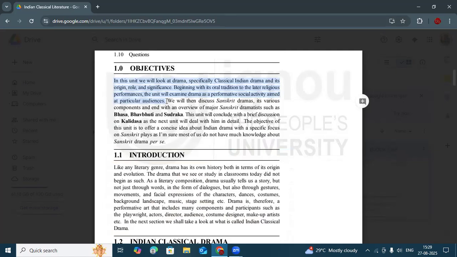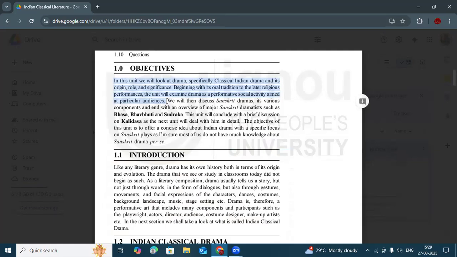The drama was basically written in Sanskrit, and was meant for a certain kind of people. As you know, Sanskrit was not a language of the common people. It was the higher caste who used the language Sanskrit. So the unit will examine drama as a performative social activity aimed at particular audiences.